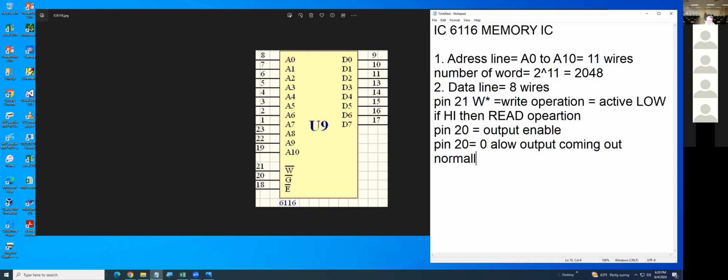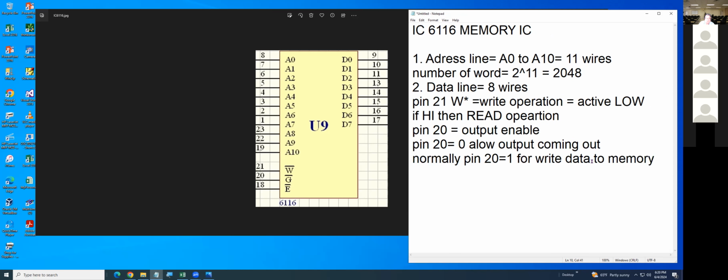Normal. Pin 20 equal 1 for writing. Data to memory. Last one, pin 18. Enable memory.